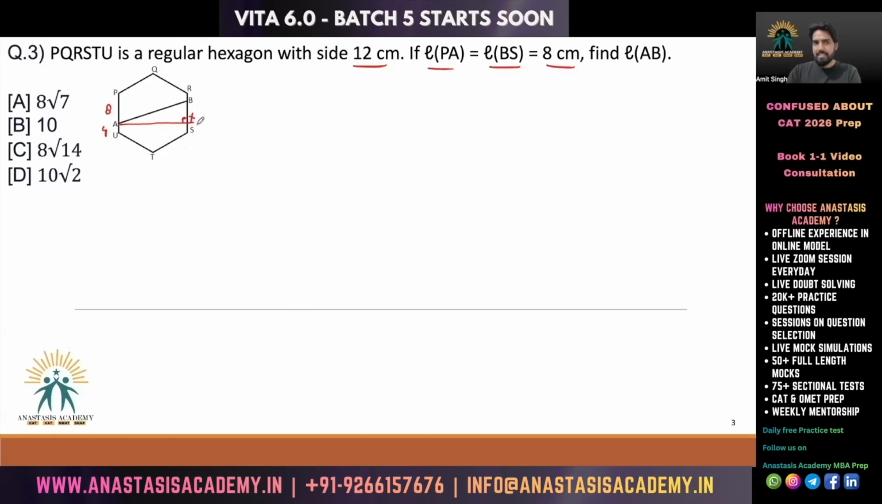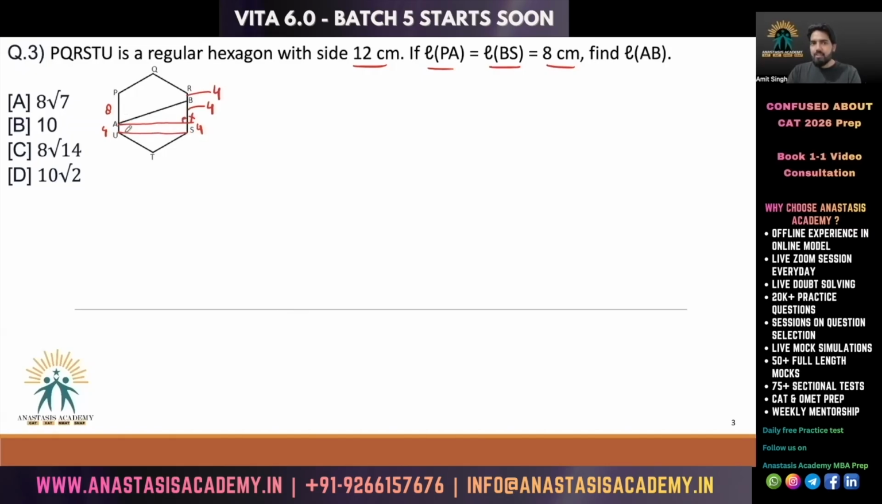So XS would be 4 units. Why? Because this AU and XS are equal. Also, BS was 8, then BX would be 4 also, and this RB would be 4 also. So 4, 4 and 4 is 12, correct? This much I know. Now, can you see this AX would be as good as US?